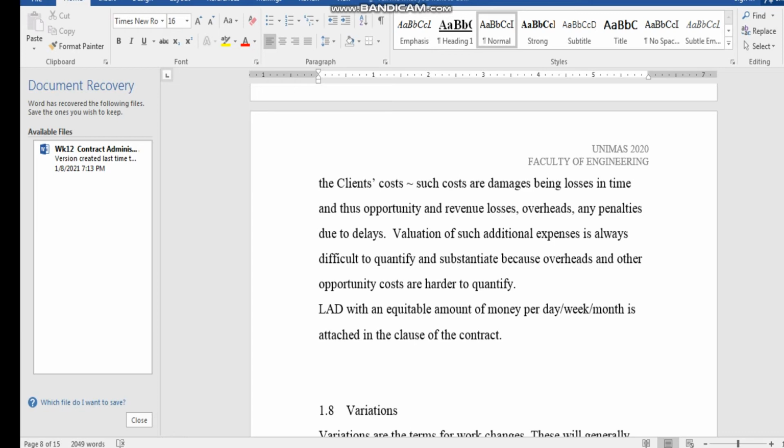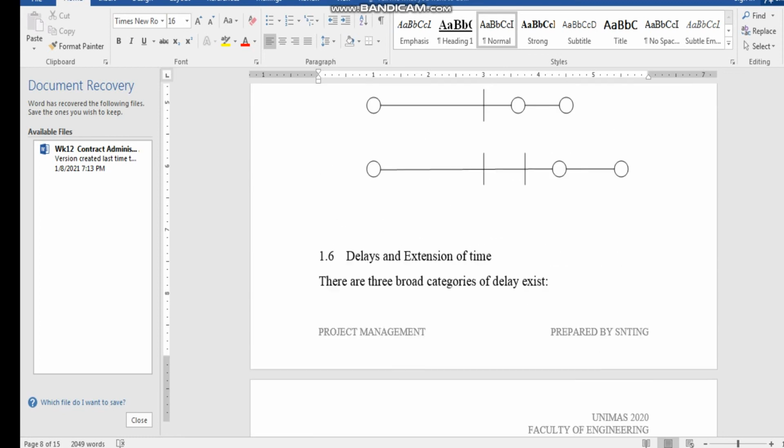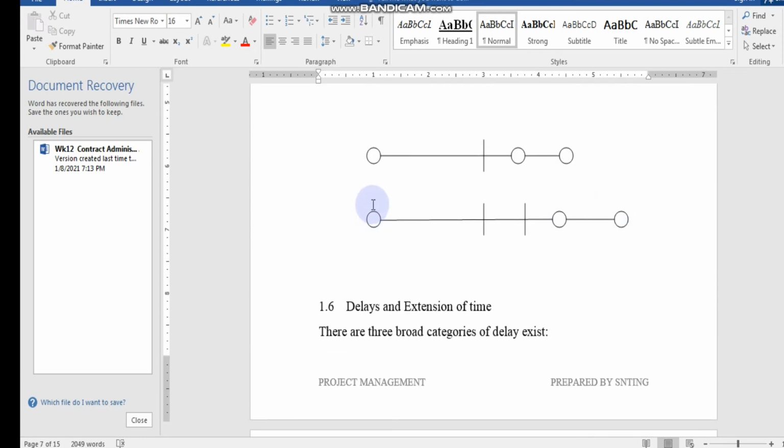Okay, so if you look at the diagram here, basically you have a date of commencement, then you have a delay, and that delay is given an extension of time, so this is your new date. And there's another delay, for example, and if this other delay is not given an extension of time, then you will be penalized, and your date will always be based on the practical completion where you hand over the work to the client.